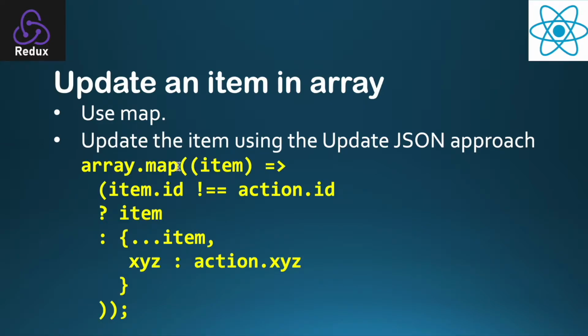So array.map, item goes to, if item.id is not equal to action.id, so if we do not want to update this item, we return it as it is. Otherwise, we spread it, put whatever changes we want to do in that JSON and return that. So we have used map, we have updated that specific item using the update JSON approach. So this is how we've used these 4 common ways of doing it. So just go through them in detail.